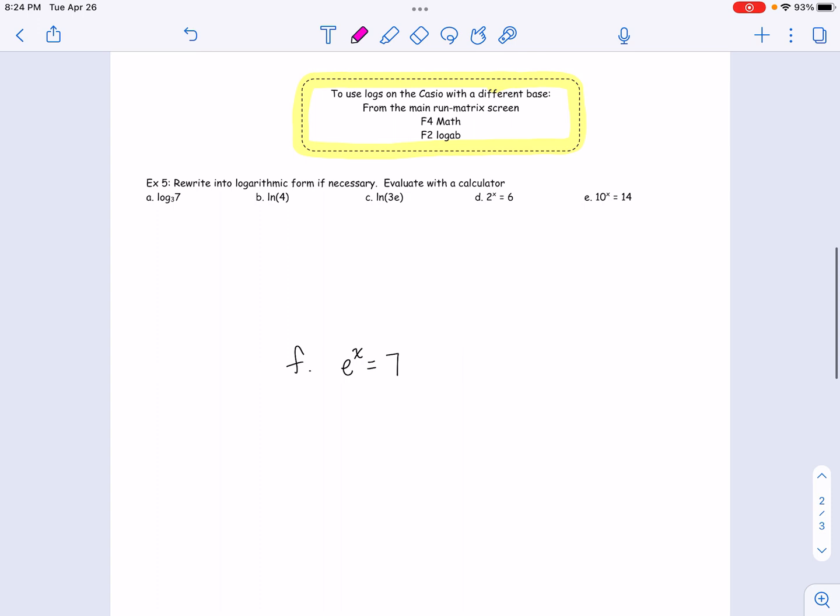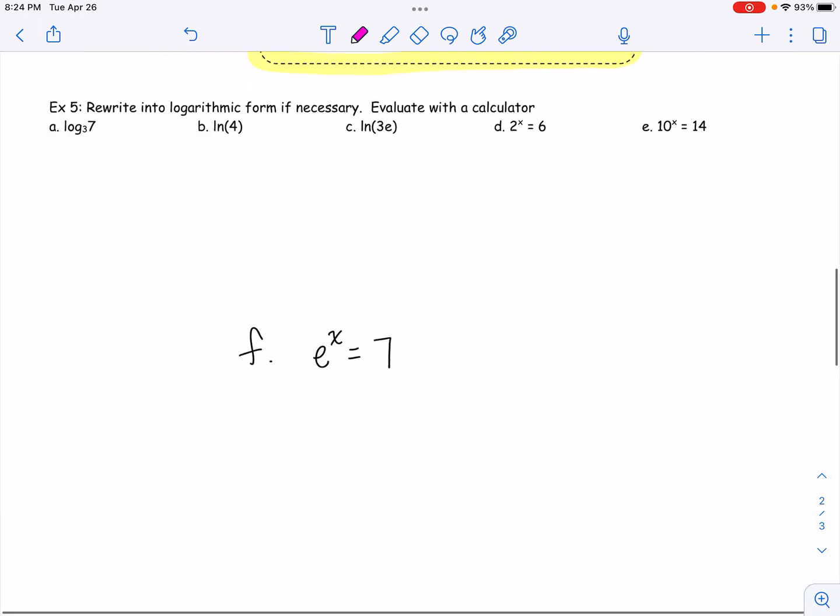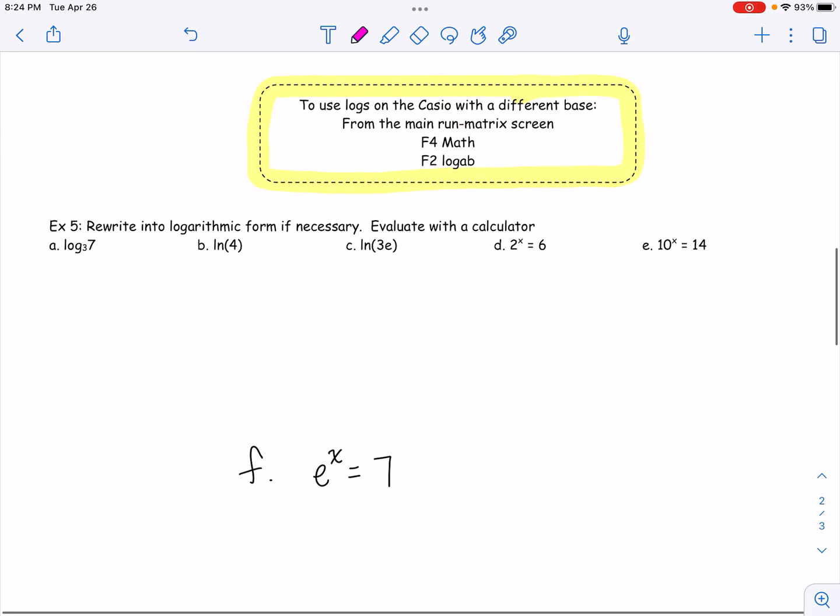Lastly, we're going to evaluate, but this time we do have to use a calculator. Okay, when you're on your Casio, you do have a log button and you do see a natural log button. So the buttons are for when you have a base of 10 or a base of e. Well, what if you have a base that's not 10 nor e and you're trying to evaluate using the calculator?